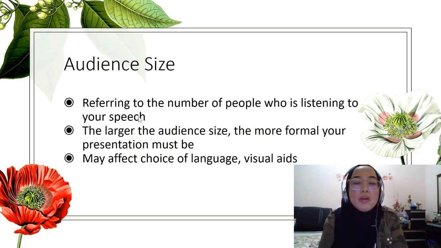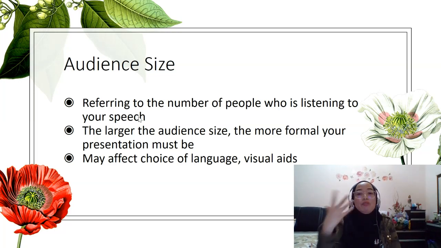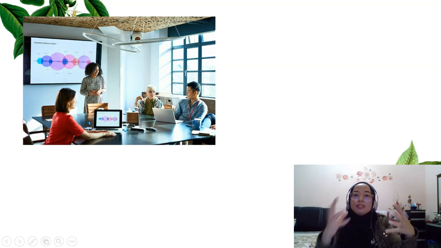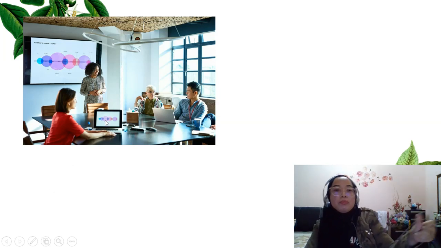Third, audience size is important because it will eventually affect your choice of language and even your visual aids. These are some of the examples here. If you can see, we have a presenter here, and she's trying to give a presentation to a slightly smaller group of people. As you can see, when presenting to a smaller number of people, your language could definitely be a bit more relaxed.